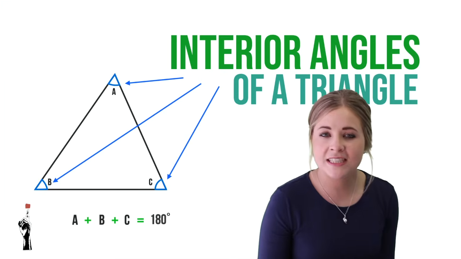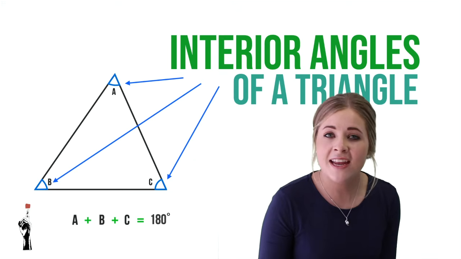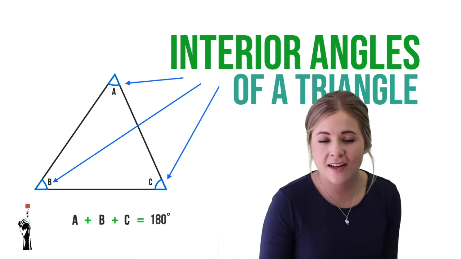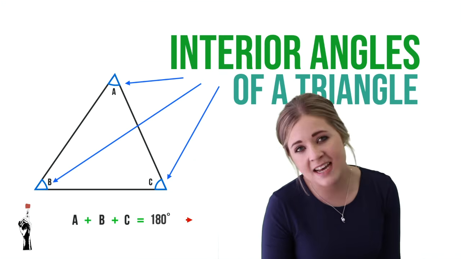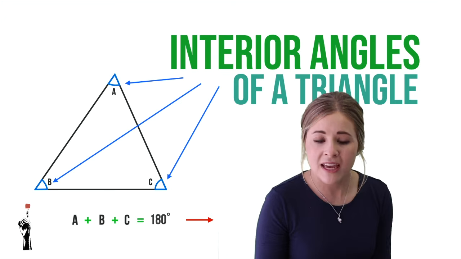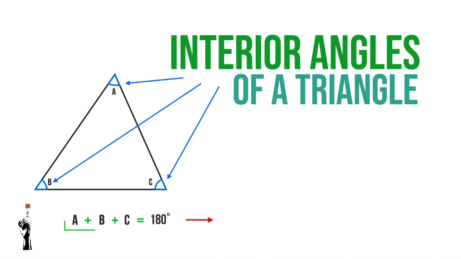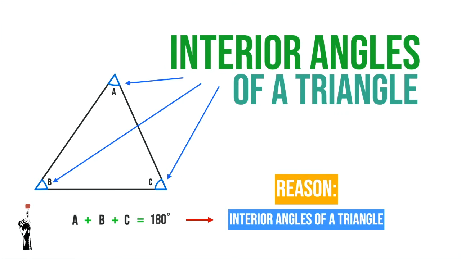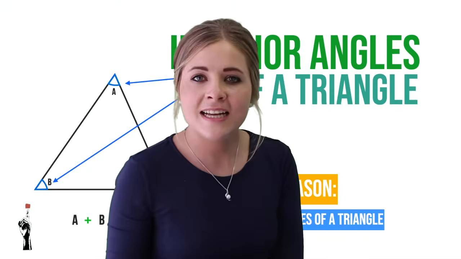But I always need to give a reason for any statement that I make. And that reason I always write on the right-hand side of my statement. So if I say these three angles added together has to give 180 degrees, I need to say why I say that. And my reason would be interior angles of a triangle. Let's do our first example to demonstrate this.